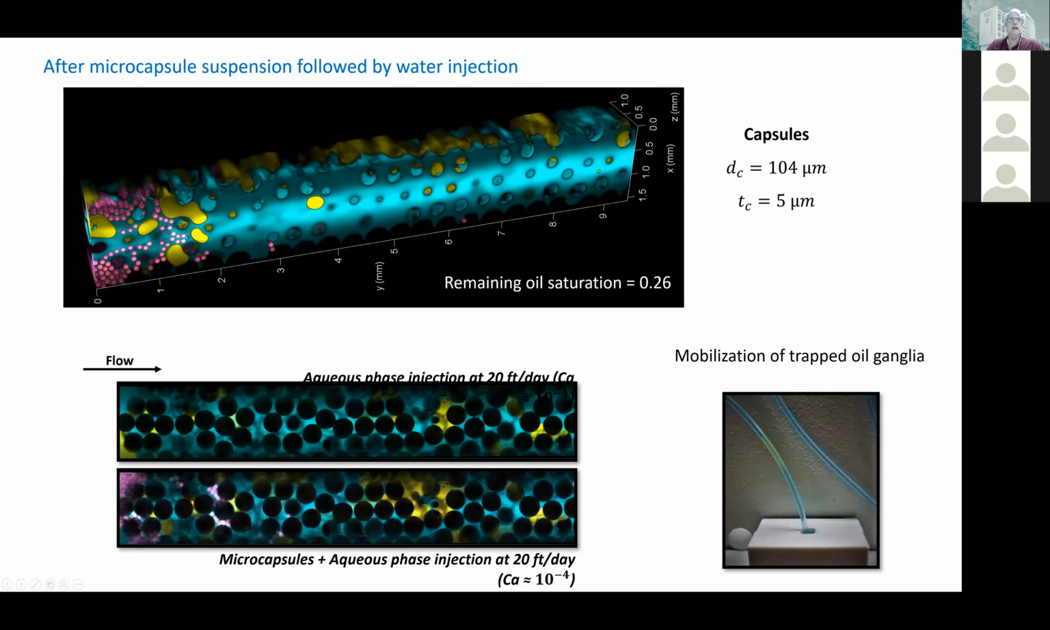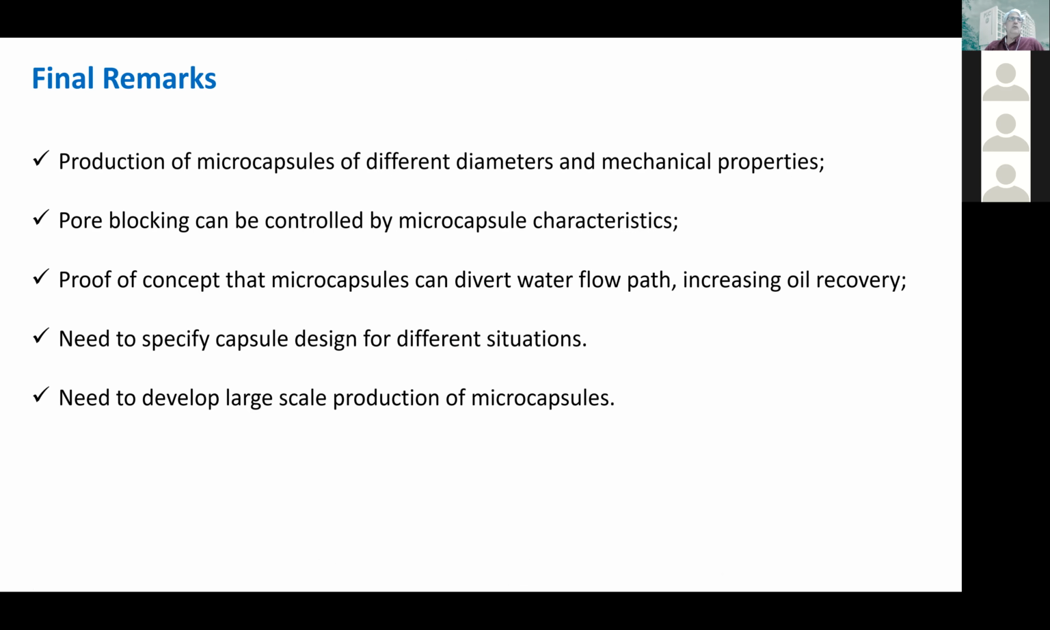So I'll skip this slide because of interest of time. Just to conclude this first story, we were able to produce microcapsules with different diameters and different mechanical properties. And then we proved that we can use them to do this pore blocking. There's still a lot of challenges in this research area. We need to be able to specify what are the properties of the capsule that we need for the different situations in an oil reservoir. And more important, if we want to do that in a practical way, we need to develop a large-scale production of microcapsules. If we need to make 1 ton of these microcapsules, it won't be by the microfluidics that are used in the lab.